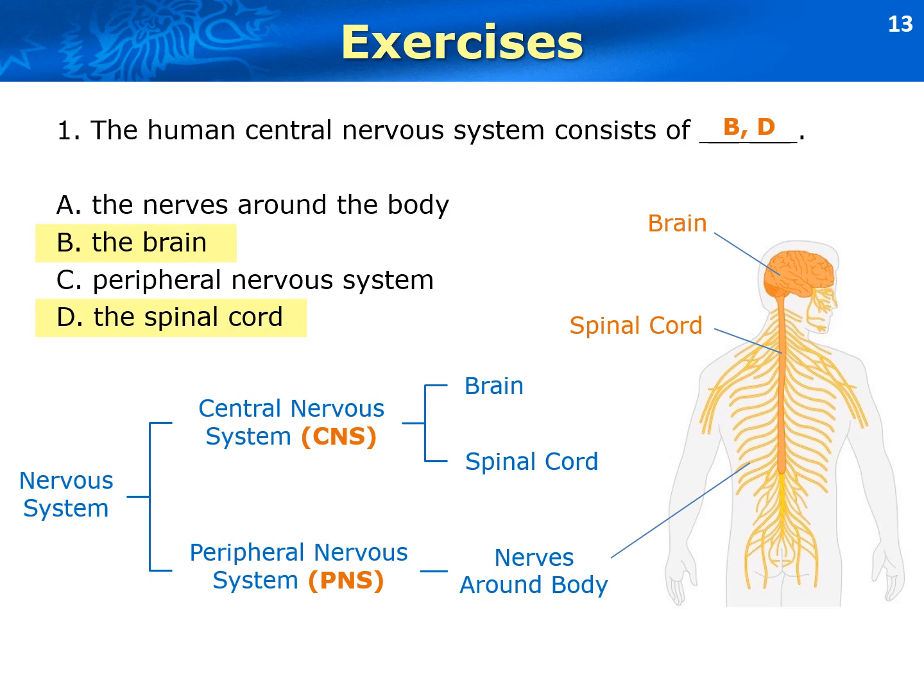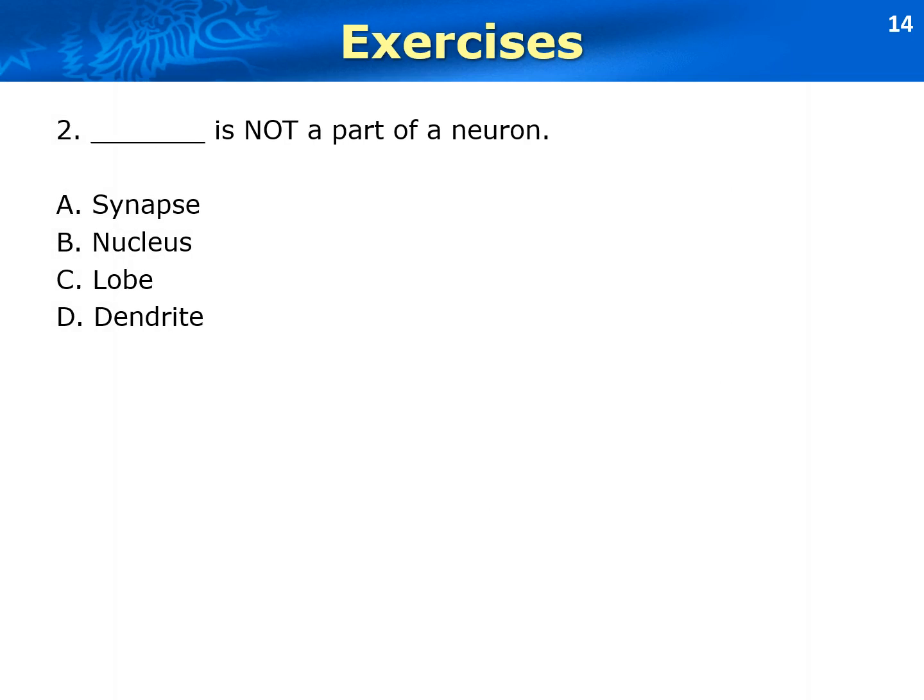Question 2. Which of the following is not a part of a neuron? A. Synapse. B. Nucleus. C. Lobe. D. Dendrite. To answer this question, let's look at the basic structure of a neuron.